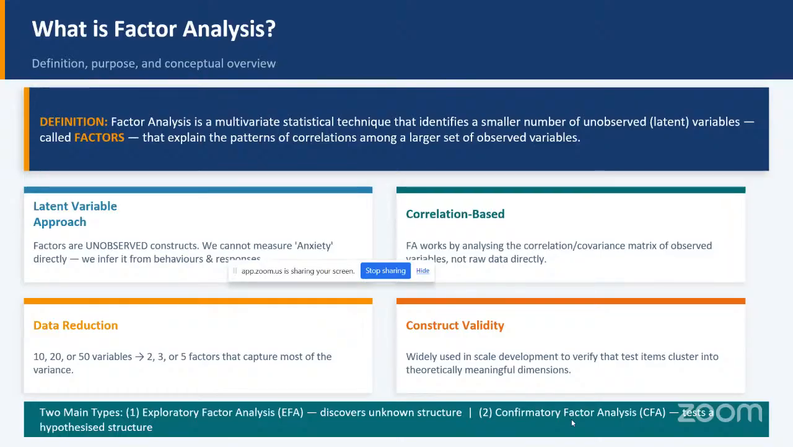Like in a test of hypothesis, we have a hypothesis and we want to confirm it. Suppose the GAD scale, you all know about GAD, can it measure the anxiety level or not? We use CFA there, not EFA. We want to just confirm our hypothesis.